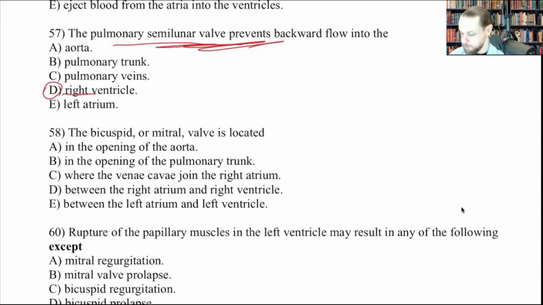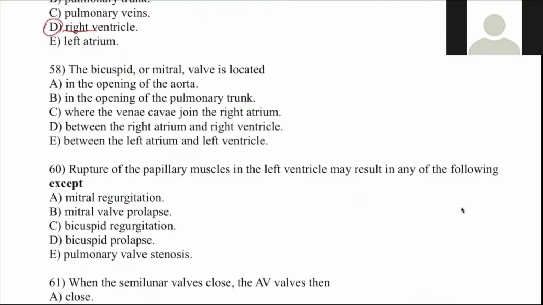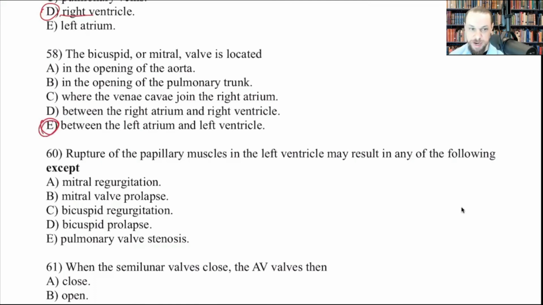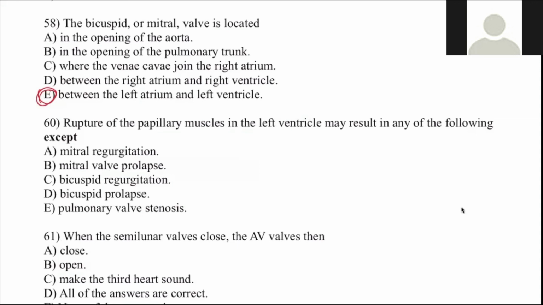Let's do Helmi. The bicuspid or mitral valve is located in the opening between the left atrium and the left ventricle. E. Yeah, good. It's the mighty valve, so it's on the left side. All right, so it's good.